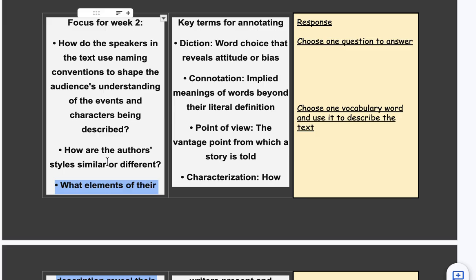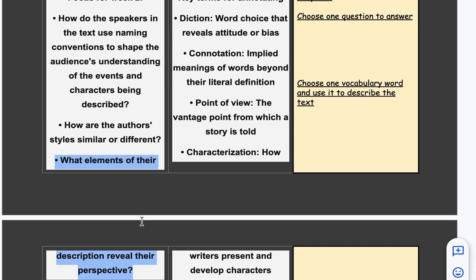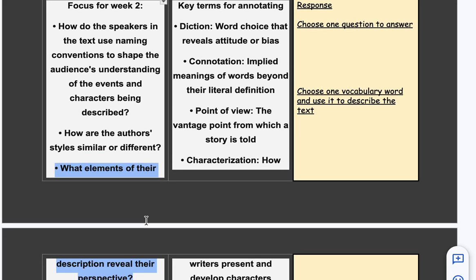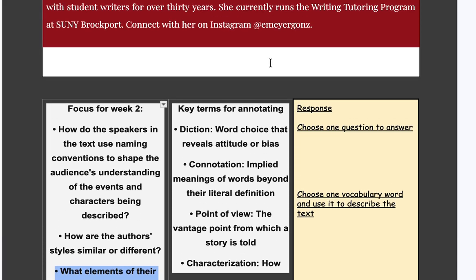These are great questions to ask about any story, but these are questions we might answer this week. You're going to choose one to answer here in a couple sentences. The box expands. You're going to look for word choices that reveal attitude or bias.